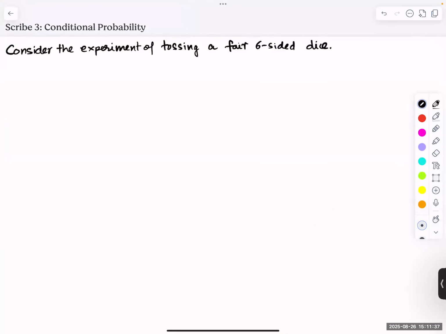All right. In this module, we will introduce the concept of conditional probability. So we'll start by looking at this concept through a simple example first, and then we will formally define the notion of conditional probability. So let's consider this experiment of tossing a fair six-sided dice. Let's write down the entire probability space that we have learned from the previous modules.